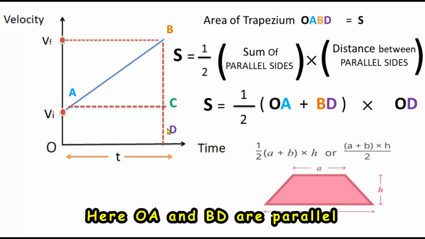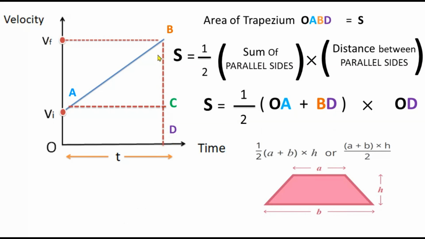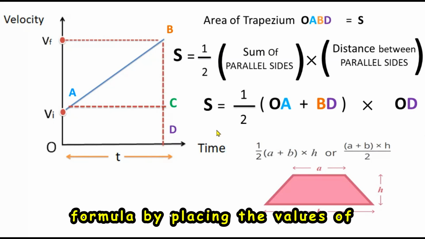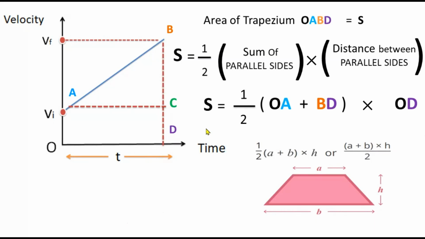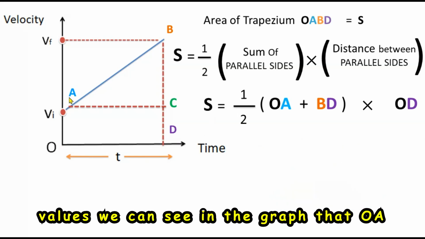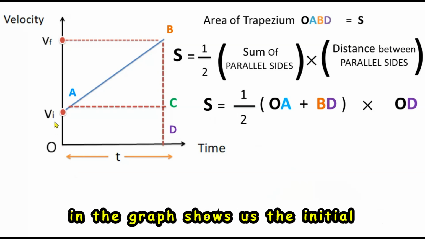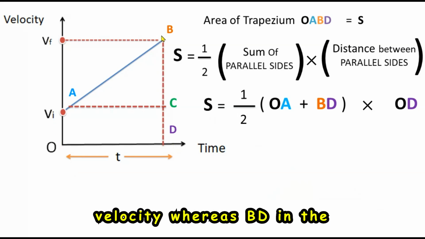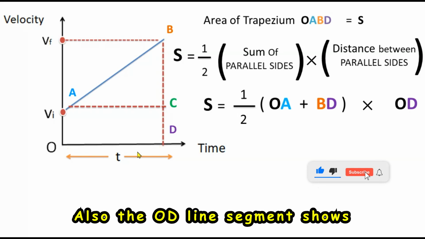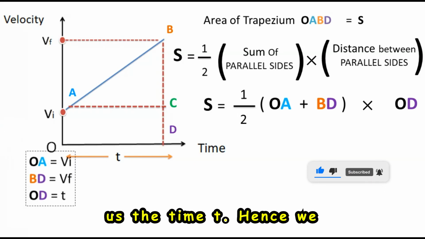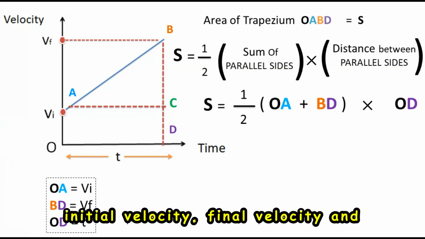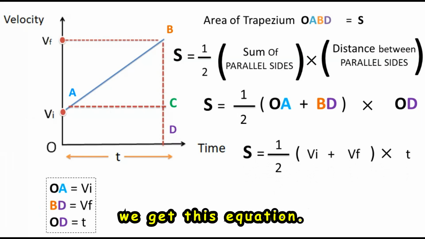Here OA and BD are parallel lines, whereas the distance between OA and BD is OD. We get this formula by placing the values of all the sides. Now after putting the values, we can see in the graph that OA shows us the initial velocity, whereas BD is giving us the final velocity. Also the OD line segment shows us the time t. Hence we can replace these letters by initial velocity, final velocity and time t. So we get this equation.